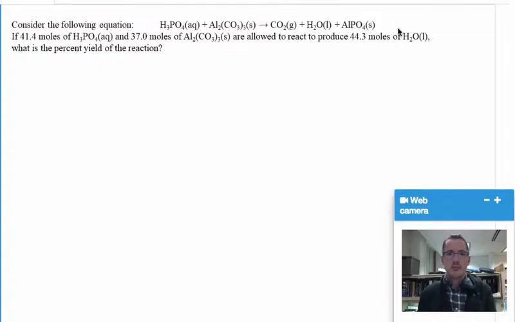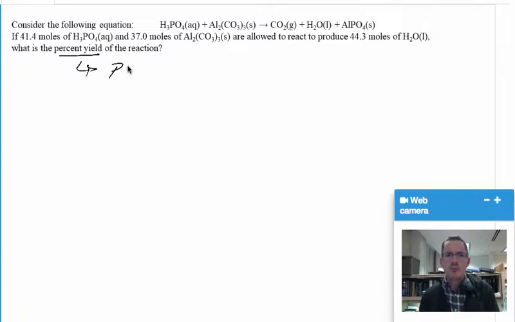Here we are given a pretty complicated reaction, and we are given a number of moles of phosphoric acid and a number of moles of aluminum carbonate, and we are told that it's going to produce a certain amount of water molecules, or liquid water. We need to determine what the percent yield of this reaction is.